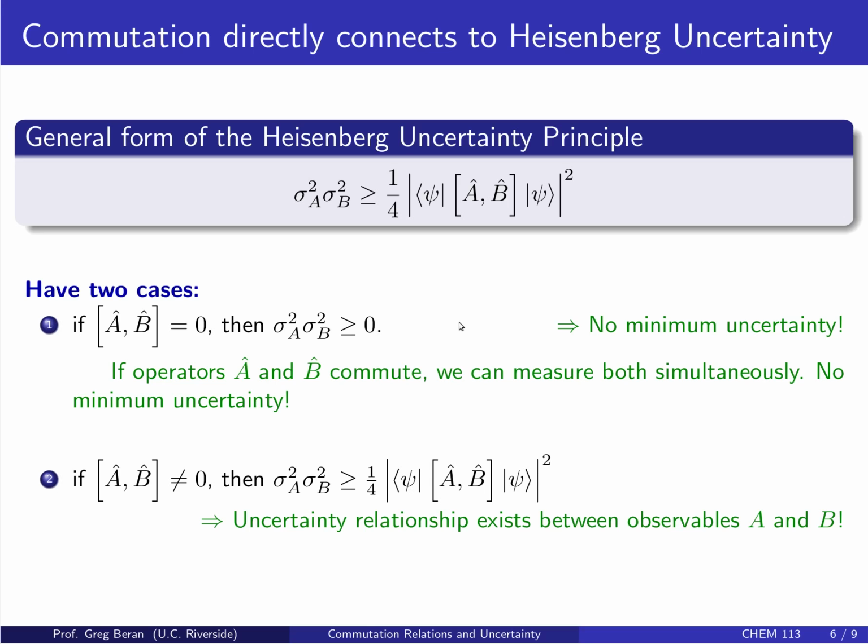On the other hand, if A and B do not commute, then we're going to have a non-zero value in here.